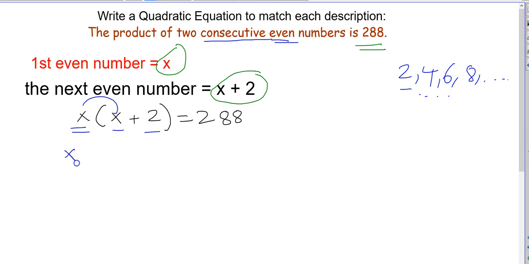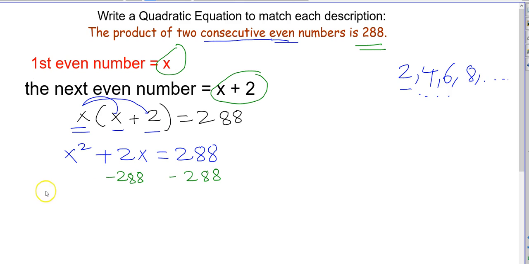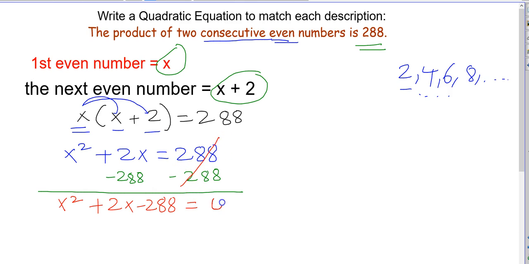So x is multiplied with x plus 2. Let me multiply x times x, giving me x squared, and x times 2, it is 2x, is equal to 288. Further, if I want to remove 288 from the right hand side, I'll just subtract 288 on both sides, to give us x squared plus 2x minus 288. They are unlike terms, so you cannot subtract those. So I have here x squared plus 2x minus 288 is equal to 0, as positive and negative 288 got cancelled, and you have a quadratic equation which represents the product of two consecutive even numbers, 288.